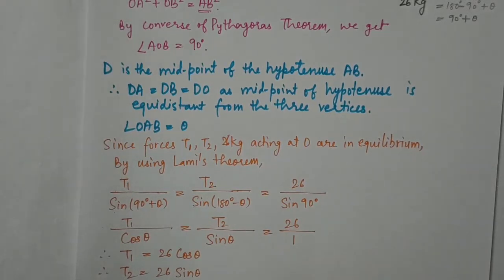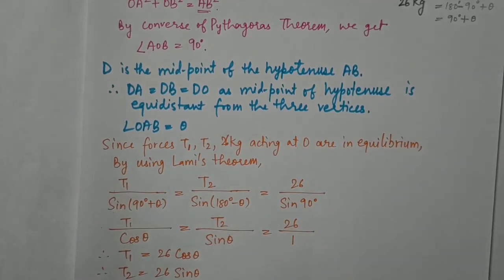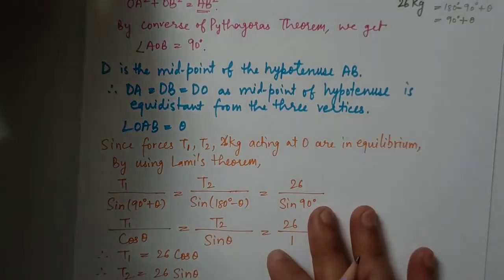So now we have almost found out the values of T1 and T2. We just need to find the values of sine theta and cos theta and then put them in these equations, and then we would find T1 and T2. So without wasting any time, let us find the values of sine theta and cos theta.